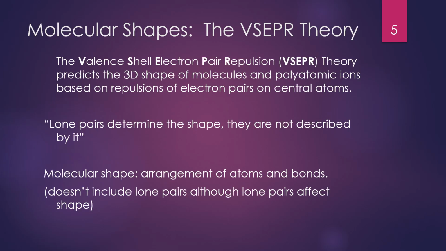Once we have the Lewis structure, what do we do? The next step is to come up with the electron pair geometry or the molecular geometry. To do this, we're using VSEPR theory, which is the valence shell electron pair repulsion. VSEPR theory helps us predict the 3D shape of molecules, what they look like in 3D, based on the repulsions of the electron pairs. The lone pairs on the central atom are going to help determine the shape.